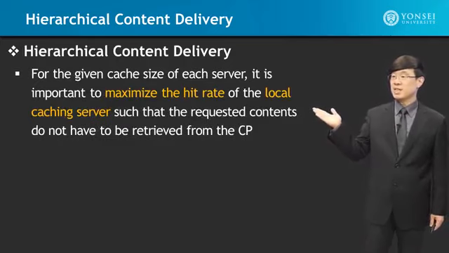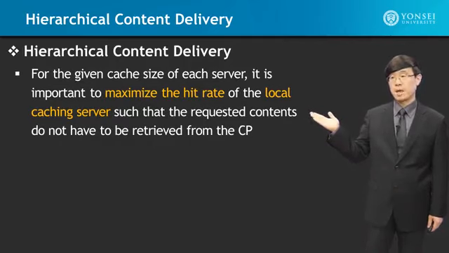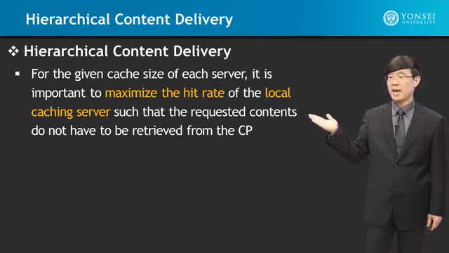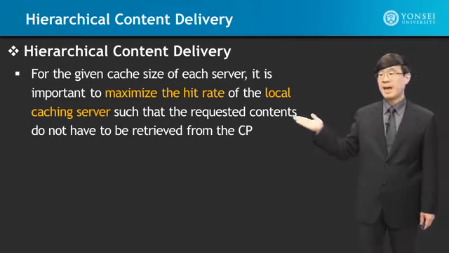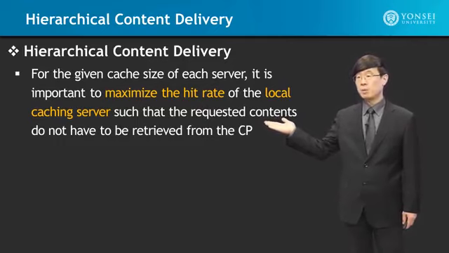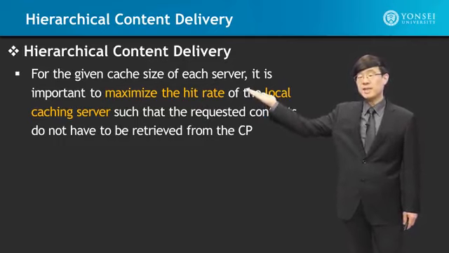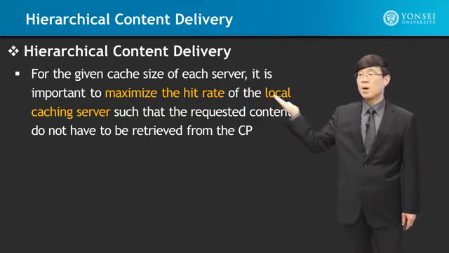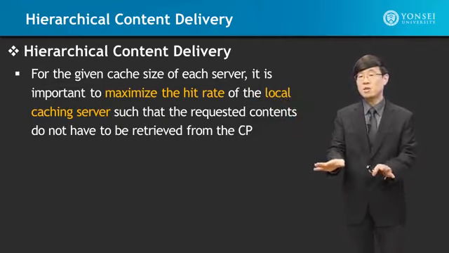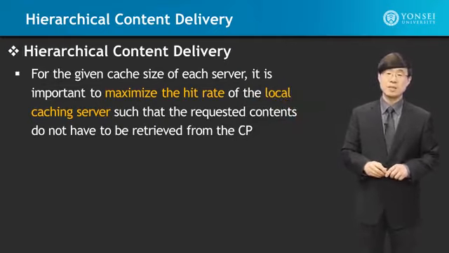For the given cache size of each server, it is important to maximize the hit rate of the local caching server such that the requested contents do not have to be retrieved from the CP. Meaning that you want to bring the most popular contents that are going to be requested frequently, having a high hit rate, and you want to save that information in the local caching servers in the areas where it will most likely be requested.